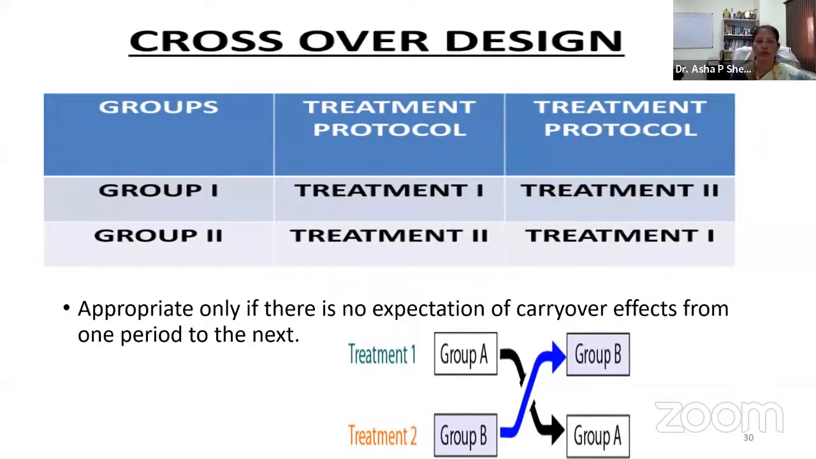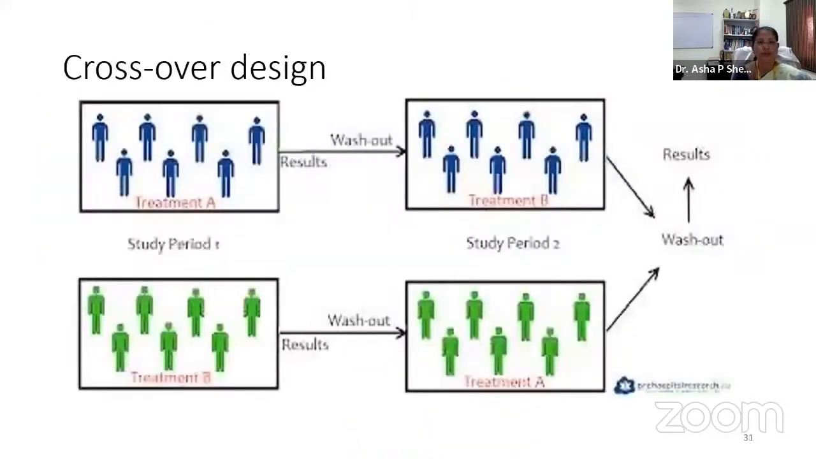So when we do the crossover, group 1 will get treatment 2 and group 2 will get treatment 1. If you look at the diagram given below, with treatment 1 and treatment 2, group A will cross over and receive treatment 2. This is appropriate only if there is no expectation of a carryover effect from one period to the other, because sometimes the participants may remember the treatment or intervention they have undergone. That may influence the result when the crossover is done. So that is a drawback of this design.